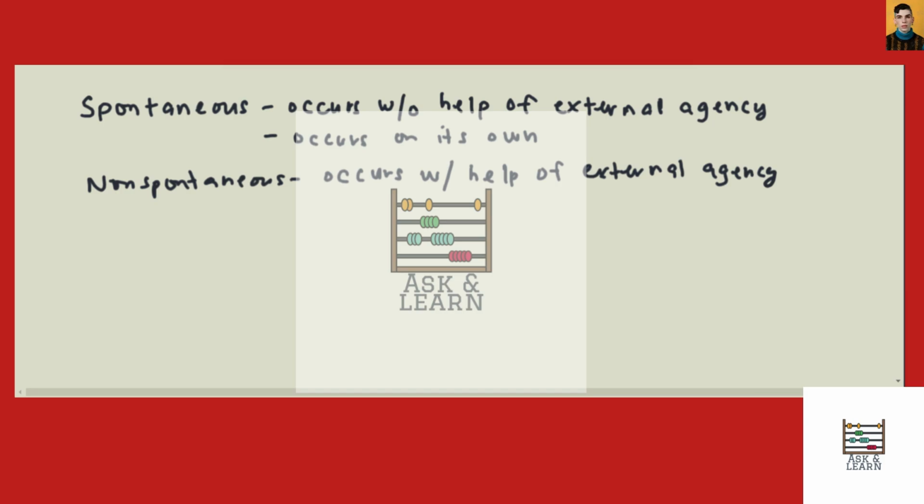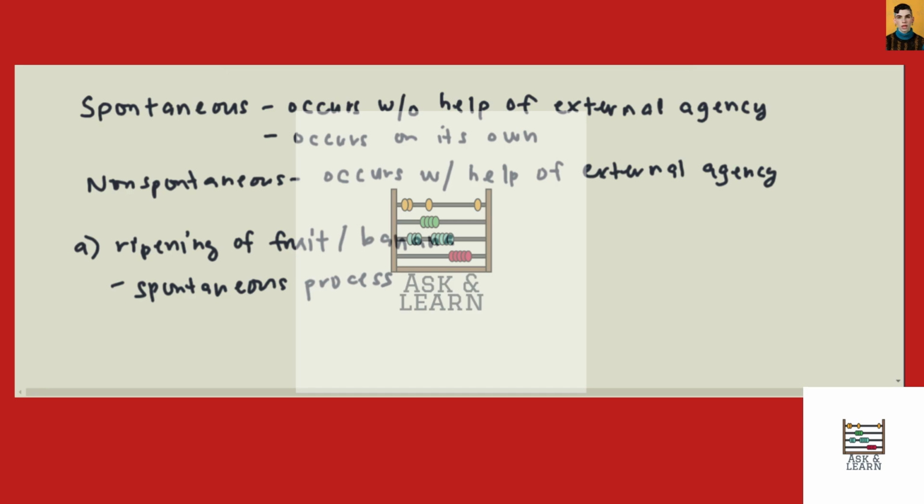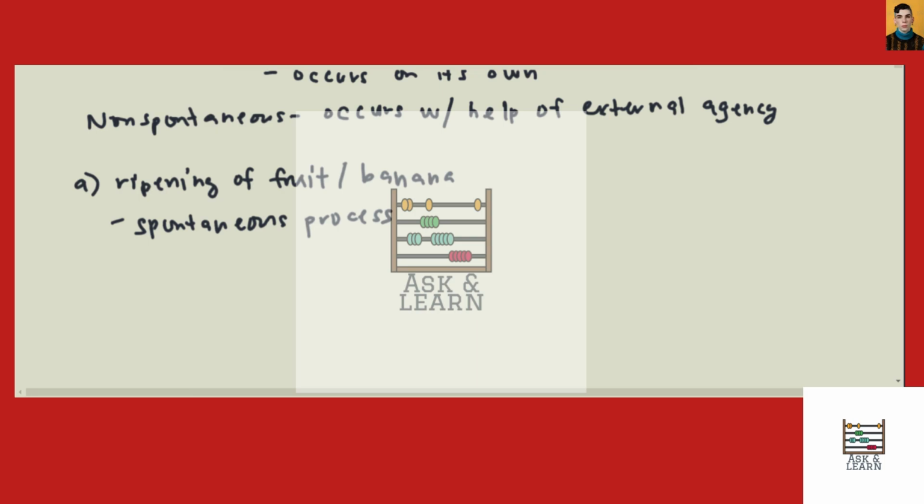So for example, let us consider the case of a ripening banana. We know that fruits have a tendency to ripen. So ripening of fruit, or specifically banana, is a spontaneous process. It occurs on its own. And we know that because banana has its own tendency to ripen.